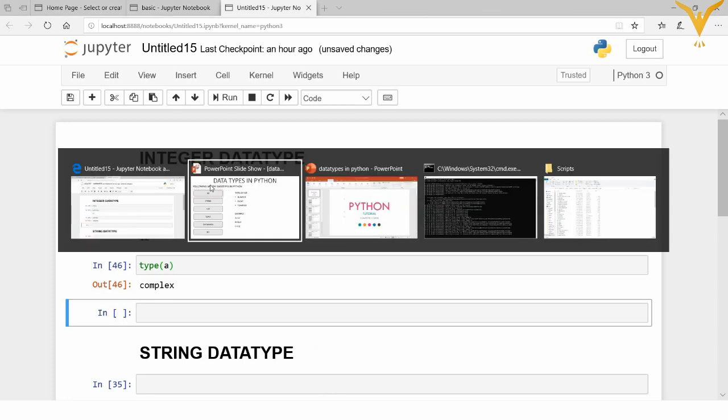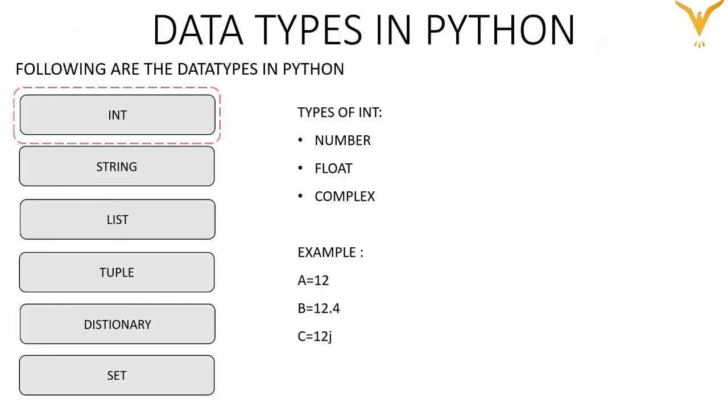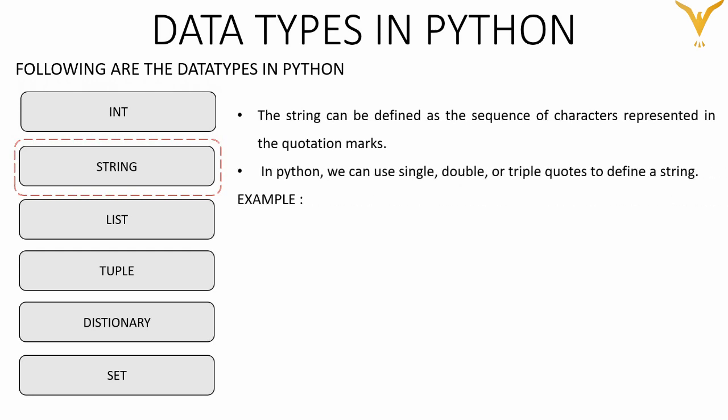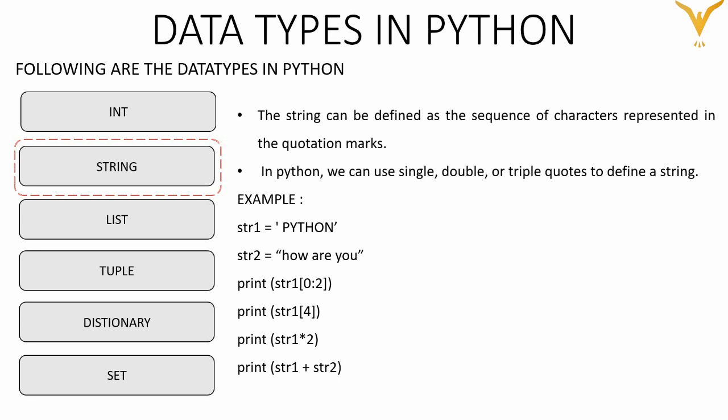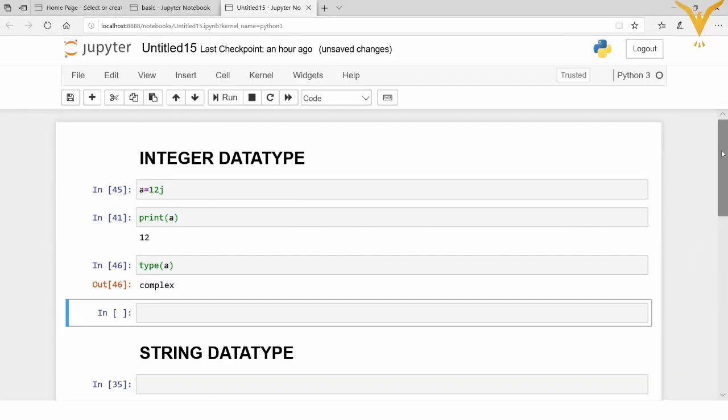Now the next data type is string. What is a string? A string can be defined as a sequence of characters or letters represented in quotation marks. In Python we can use single quotes, double quotes or triple quotes to define a string. So let's see an example of strings. Here we have created a variable which contains a string value. Again we will see this with a practical example. So let's move to the practical.